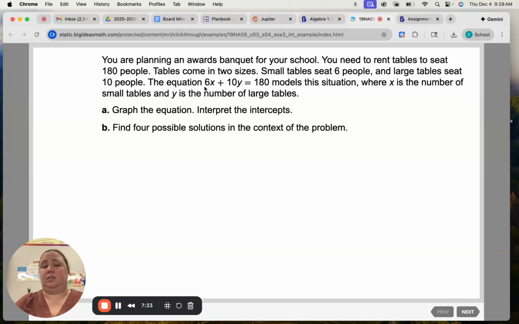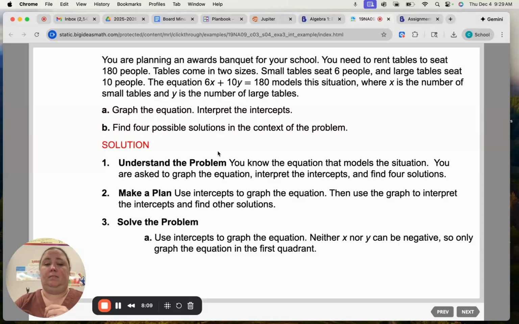So you should have been able to build this equation without it telling it to you, because it told you how many sit per small table. What would the small table be? It's x. They just picked it; it doesn't really matter whenever you have to do it yourself. But in this case, how many seats per small table? 6. So you're going to have 6x. And how many seats per large table? 10. So 10y. And how many seats do we need altogether? 180. So the x and y is how many tables of each size we need. So we're going to graph it by using the intercepts.